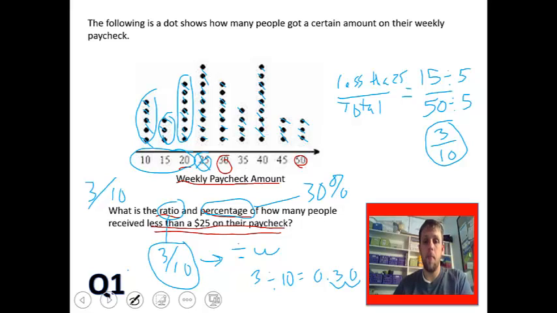All right? 1, find the total. 2, figure out what you want to put over the total. 3, simplify. And 4, make sure that you divide and swoop over the decimal to make a percent. Okay?